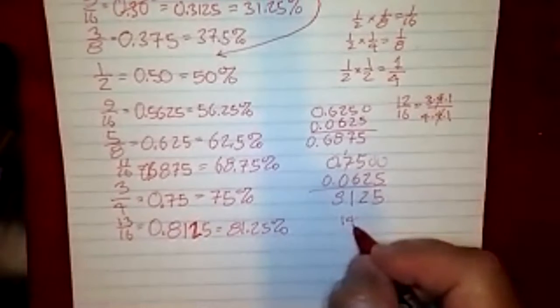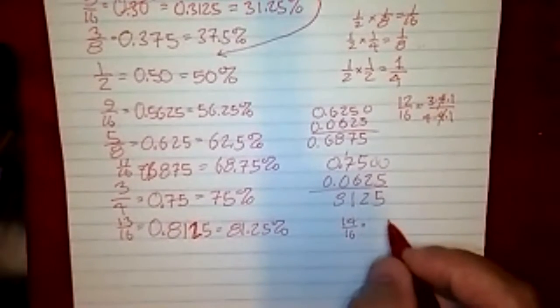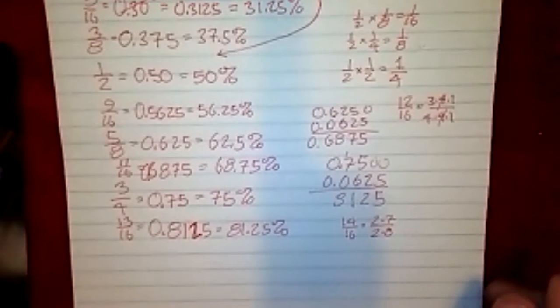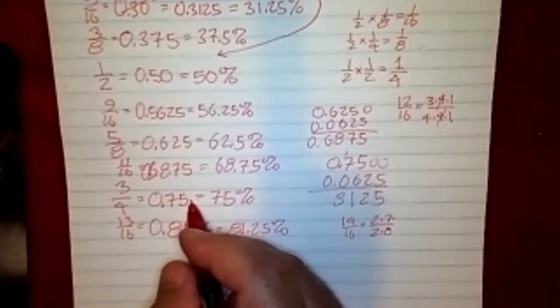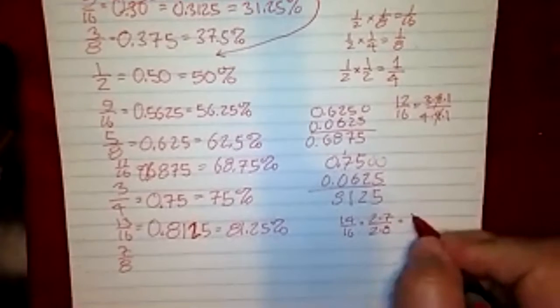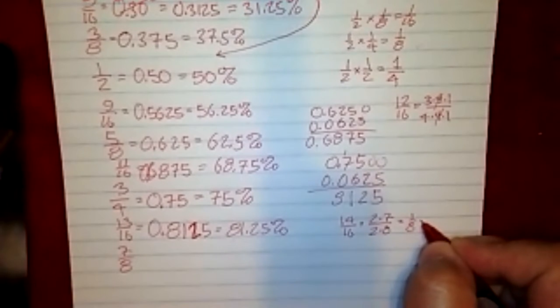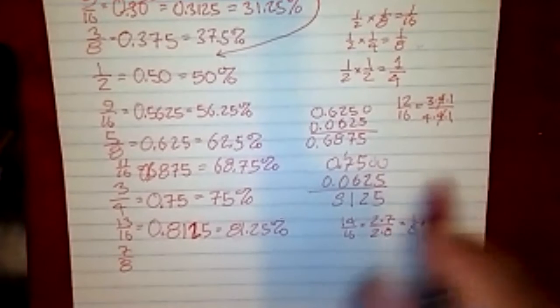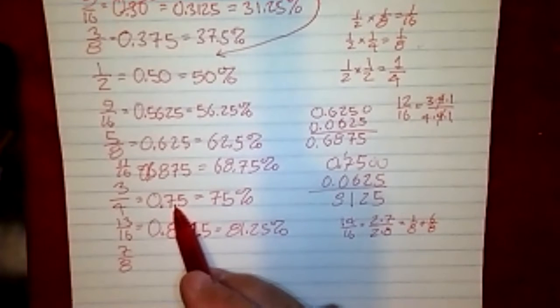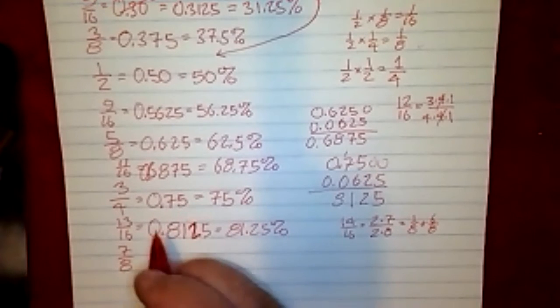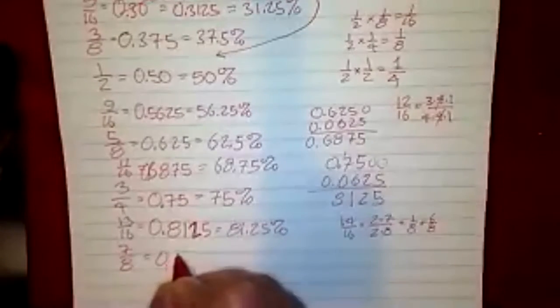14 sixteenths, I think you can tell, is going to be what? 2 times 7 over 2 times 8. That's just 7/8. Well, 7/8 is just 1/8 plus 3/4, right? So 7/8 is just 1/8 plus 6/8. But 6/8, of course, is 3/4. So I'm just going to add 0.125 to this, and you see that's 0.875. So putting 125 there, that's going to be 87.5 equals 0.875.